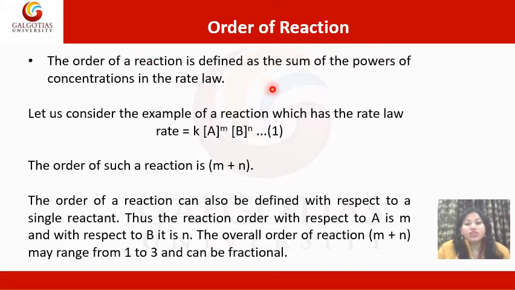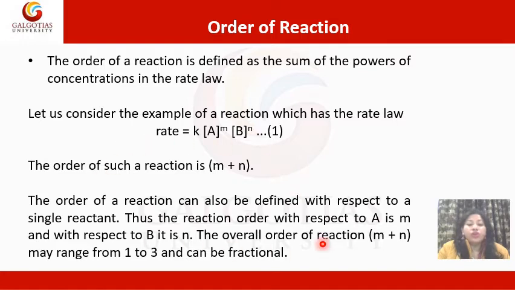The order of reaction is defined as the sum of powers of concentration in the rate law. Let us consider an example of a reaction which has a rate law. Rate is equal to k [A]^m [B]^n. This is the first reaction. The order of such a reaction is m plus n. The order of the reaction can also be defined with respect to a single reactant. Thus, the reaction order with respect to A is m and with respect to B is n.